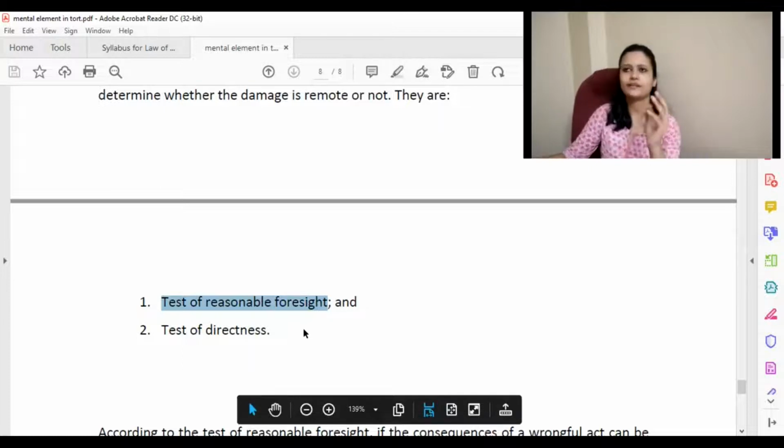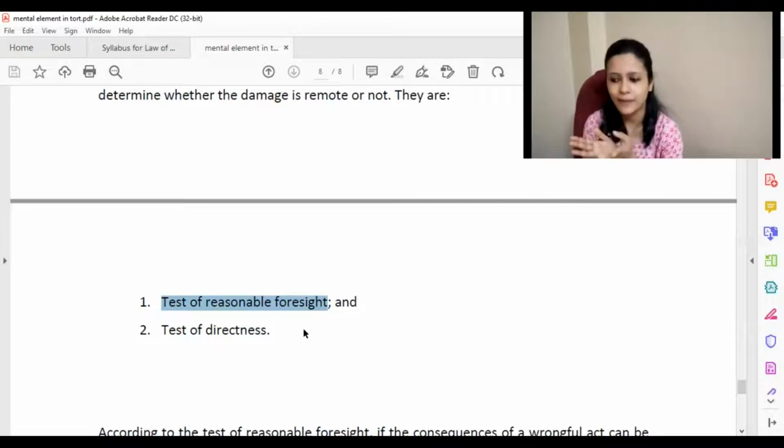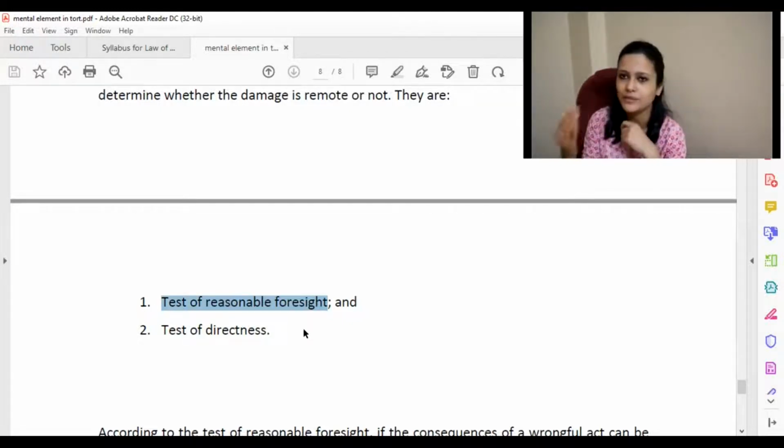Take for example, if I was driving very negligently and there is some accident taking place, a person suffered injury. I will be held liable to pay compensation to that person, maybe to pay his medical bills, because that is something which I could foresee.